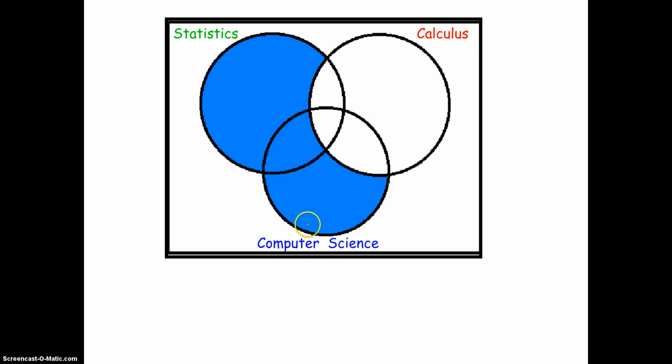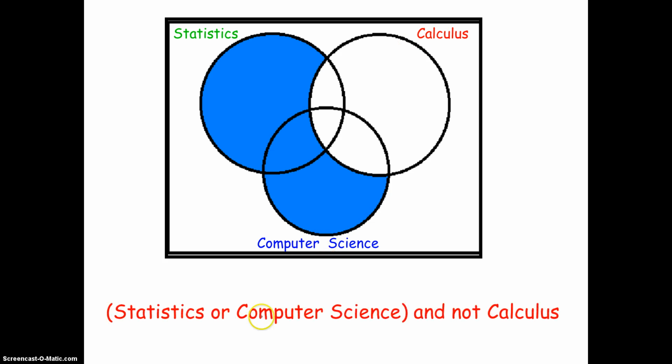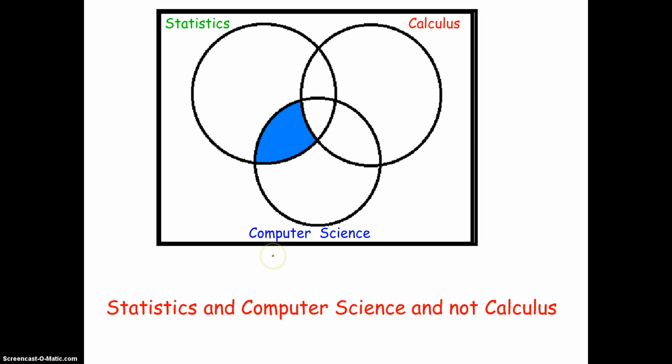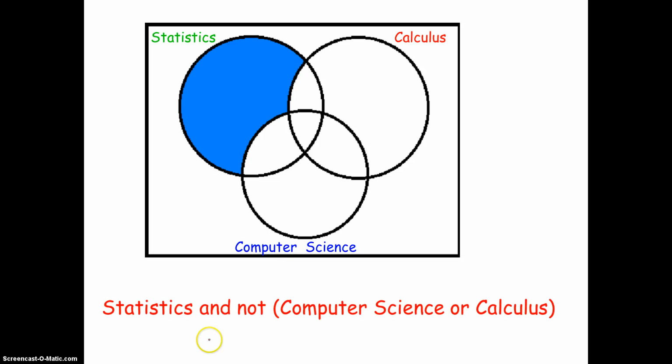Let's try another. Here we have computer science as well as statistics, but none of the calculus. So here we're looking for students who are in computer science and in statistics, but not in calculus. Now look what we have here. We have students who are only in computer science and statistics, and not anything else. And look at this statement: statistics and not in computer science or calculus.